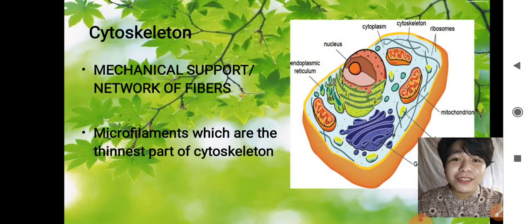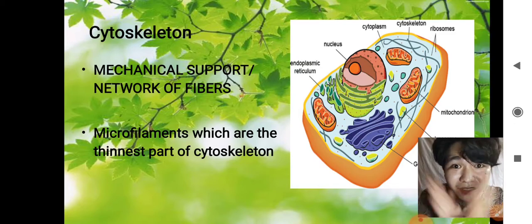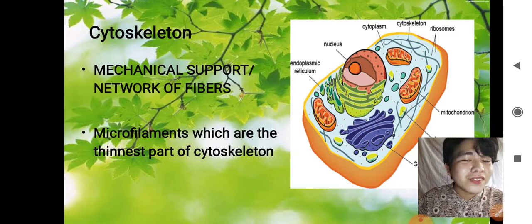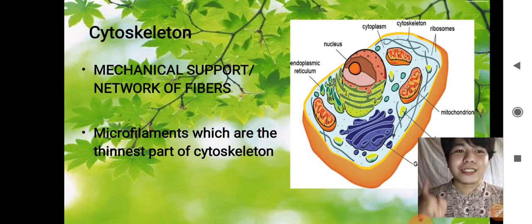And of course, the cytoskeleton. Cytoskeleton, in general, is a mechanical support network of fibers. Why? Because it gives the shape of the cell. Without the cytoskeleton, do you think the cell has its own shape? Of course not. Because it serves as support to the cell to have a shape. And also, we have these microfilaments, which are the thinnest part of the cytoskeleton. Always remember this one because in board exams, this often comes out.